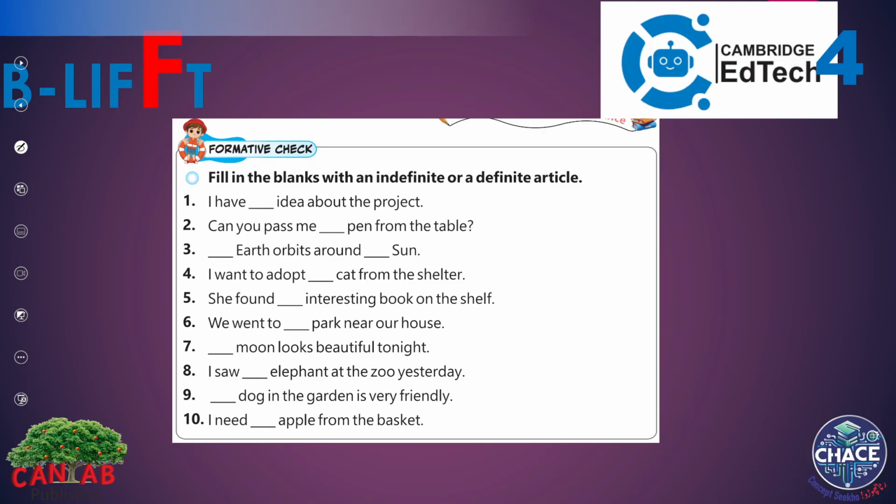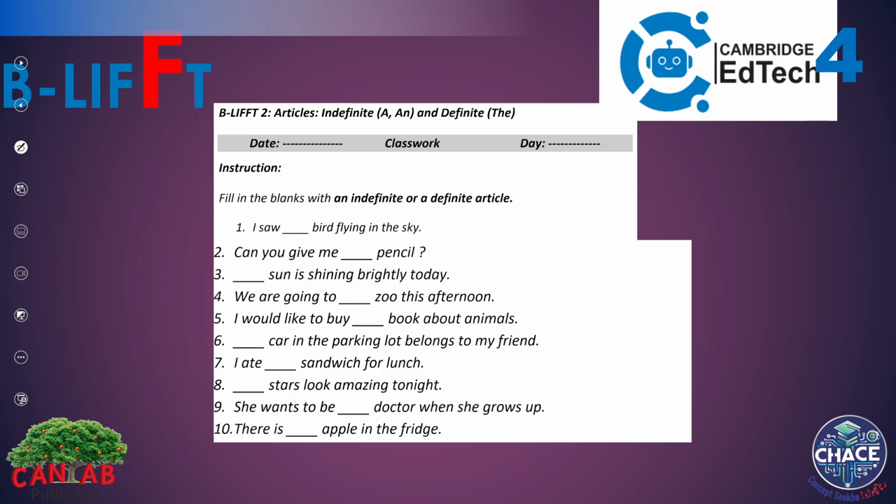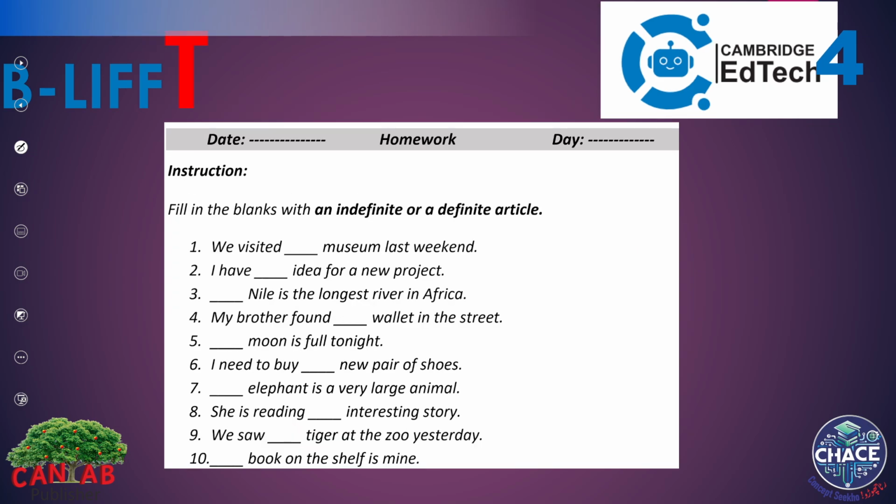To evaluate your understanding of the focus, we have designed a formative check, which is there in your book. After doing this activity with the help of your teacher, you can go to B-LIFT number 2 in your practice book. Again, you can do it with the help of your teacher, but right underneath the classwork, there is homework. You have to do this activity with your parents.